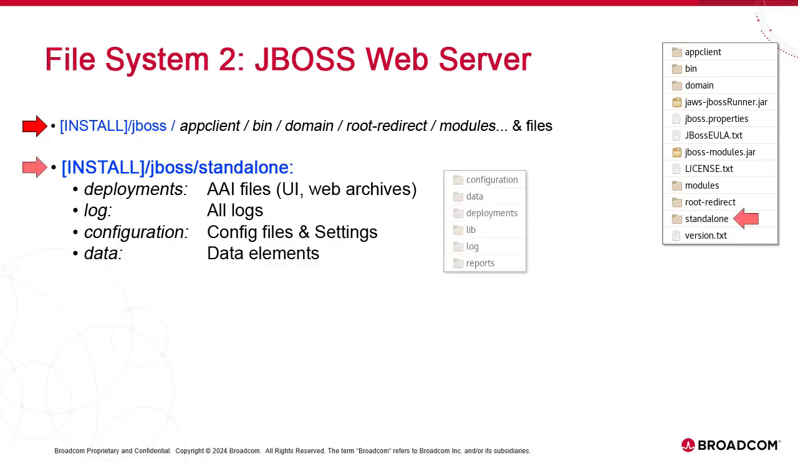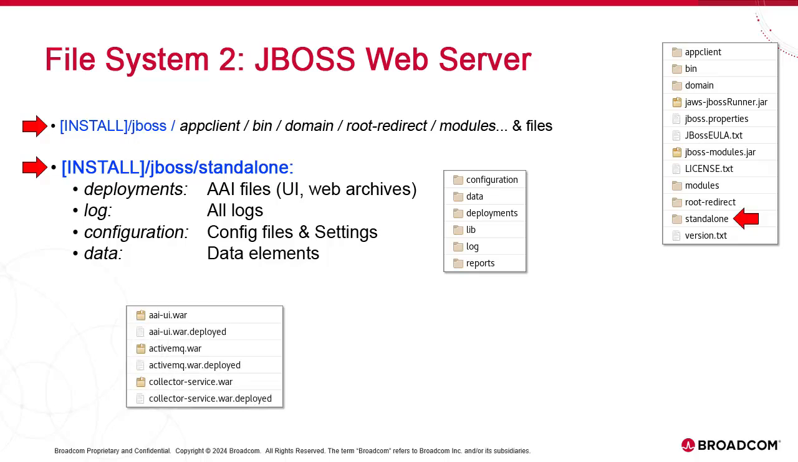Let's focus on the standalone directory since this contains all the assets deployed to JBoss at the installation of AAI. Under JBoss standalone deployments, you find the set of AAI WAR and EAR files. These are the web archive files that are loaded into the web server. AAI UI is the web interface. There's also the custom condition generator, which we cover elsewhere, subscription and telemetry for licensing, and JAWS and Terma, which are additional AAI modules that are part of the overall solution.